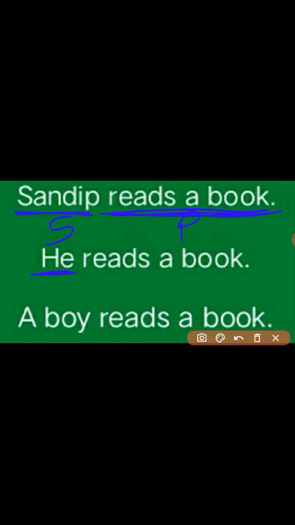He, right? So it is the subject over here. What is the action of the subject over here, or what information is provided? Reads a book. So it is the predicate over here. Then Sandeep is the noun, that is a subject.